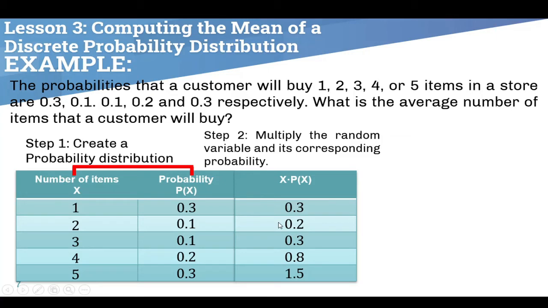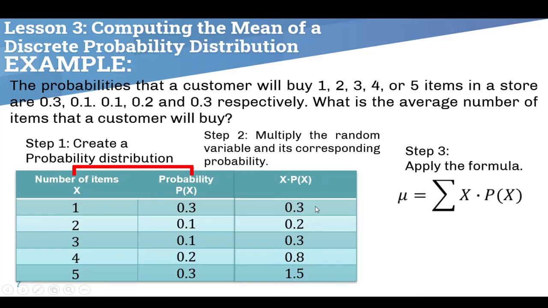Ano yung susunod na step? Ang susunod na step ay, of course, i-apply na lang natin yung formula. I-add na lang natin lahat ng nakuha natin dito sa column na ito. Okay? So, apply natin ang formula. I-add lang natin: 0.3 plus 0.2 plus 0.3 plus 0.8 plus 1.5. Ano makukuha natin?